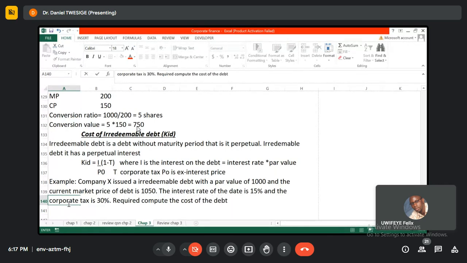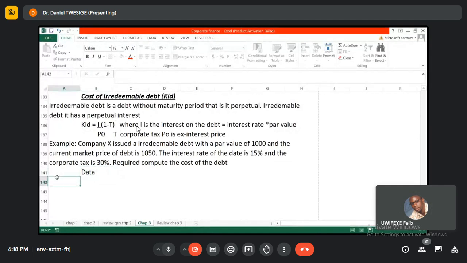So if you look at this one, we have a debt without a maturity period. You have a debt which has no maturity period. So in this case, we classify this debt as irredeemable. So if I'm to get data from this question, what's going to be my data? I have the par value of the debt, which is 1,000.